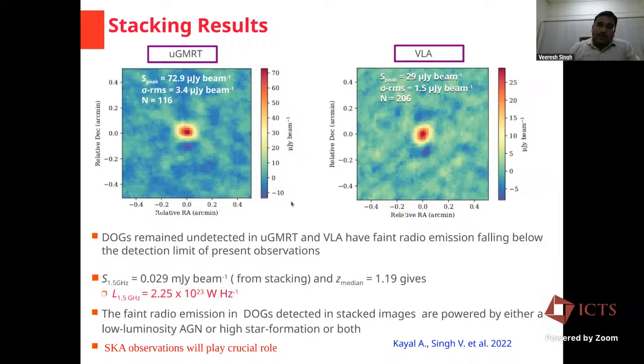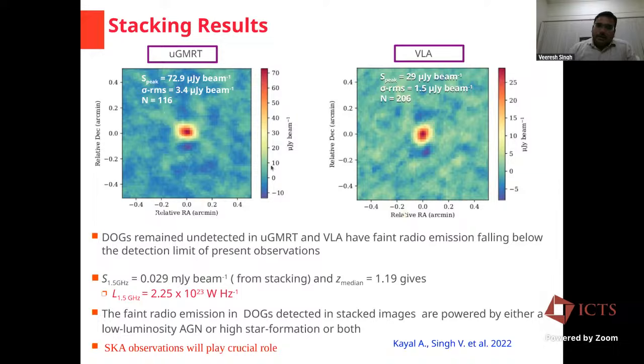So here in this case, you can see that by stacking 116 images, we could reach an RMS of something like 3.5 microjansky with the uGMRT images, and similarly with the JVLA. So it means that there is radio emission which is yet to be detected in these galaxies.